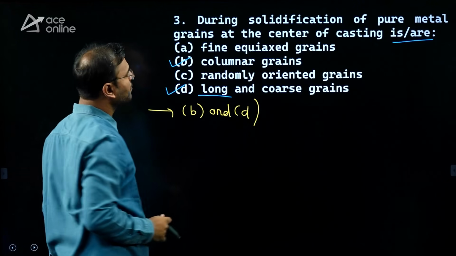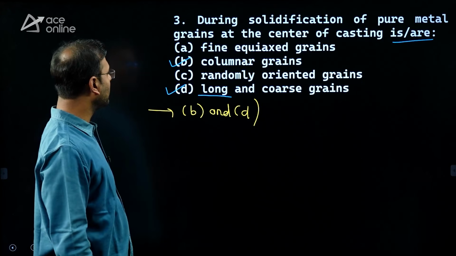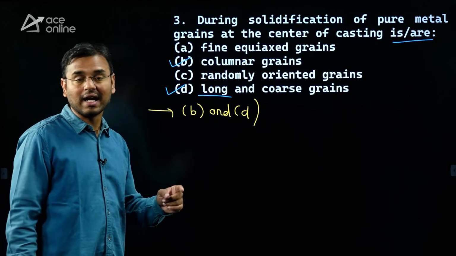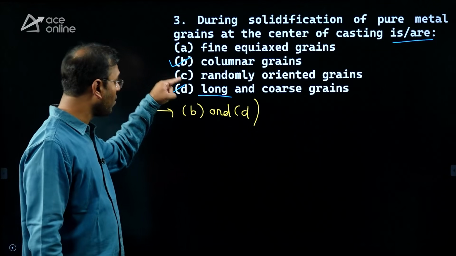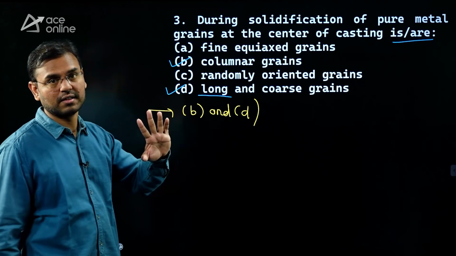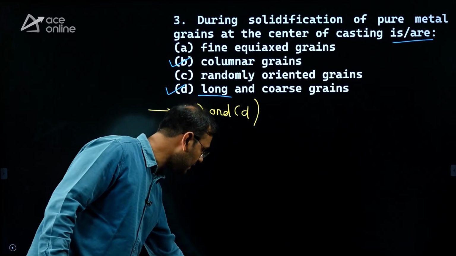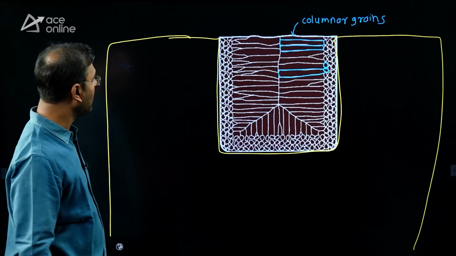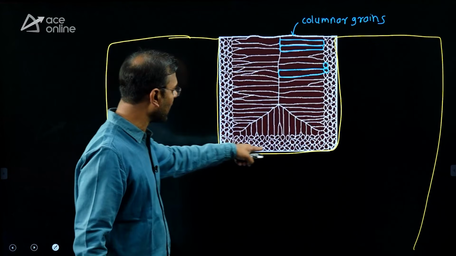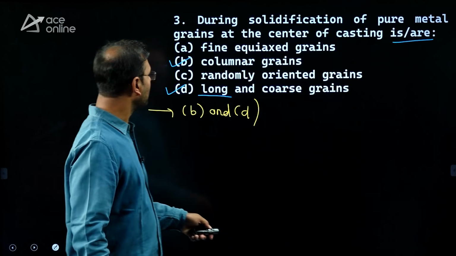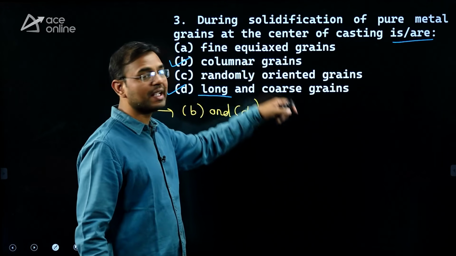Okay, during the solidification of pure metal, the grains at the center of the casting are columnar grains, and these columnar grains are longer and coarse. Correct? And what about the randomly oriented grains? At the border, at the surface, you can see these are the randomly oriented grains and fine equiaxed grains.